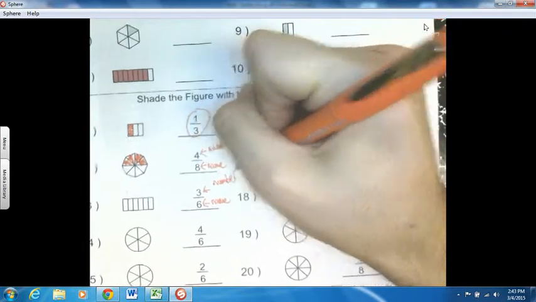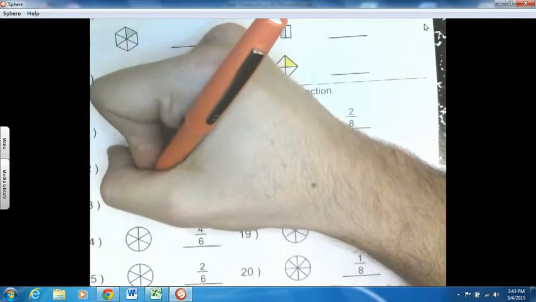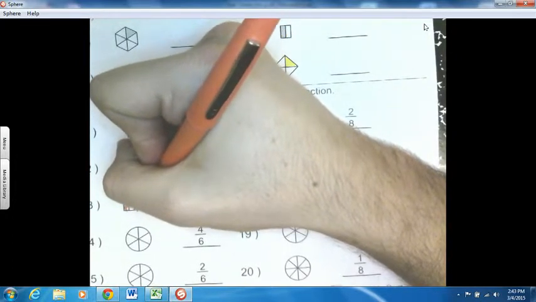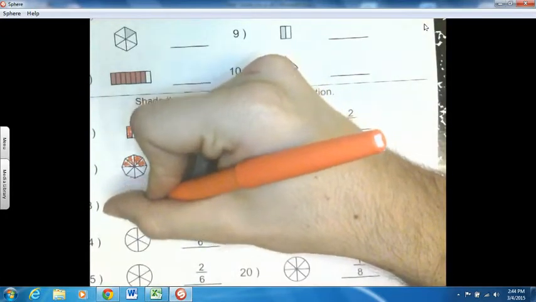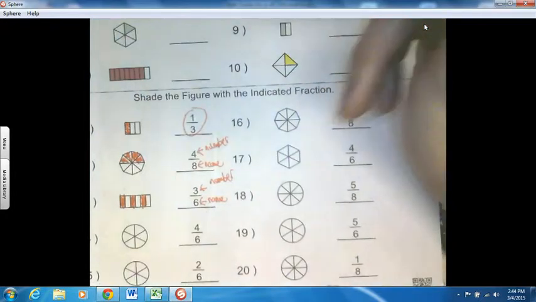Okay, so watch, I could shade 1 here, 2, 3. I still shaded 3 of them. They don't have to be right next to each other. So I shaded 3 of the sixths. You're going to keep going through the rest.